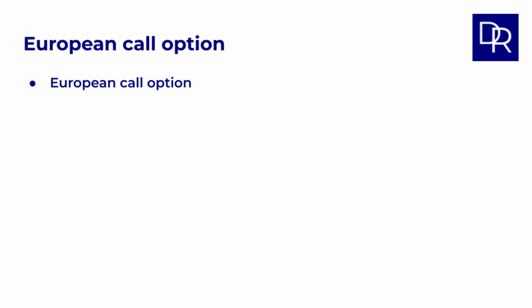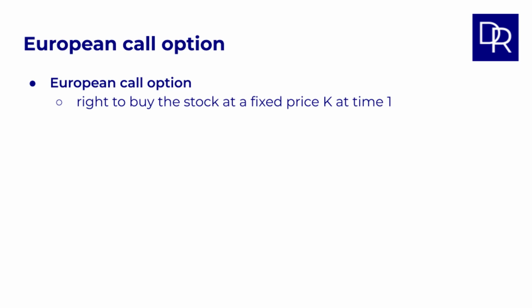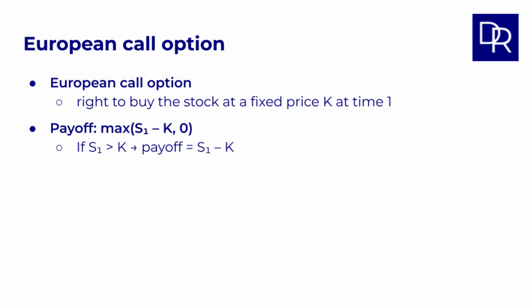Now, let's see how we can value an option in this binomial framework. Specifically, we'll look at a European call option, which gives the owner the right to buy the stock at a fixed price K at time 1. Its payoff is defined using the notation max of S1 minus K and 0. The max notation means you get the greater of the two expressions in the brackets. If the stock price at time 1 is above the strike price K, the payoff is S1 minus K. And if the stock price is below or equal to K, the payoff is 0.